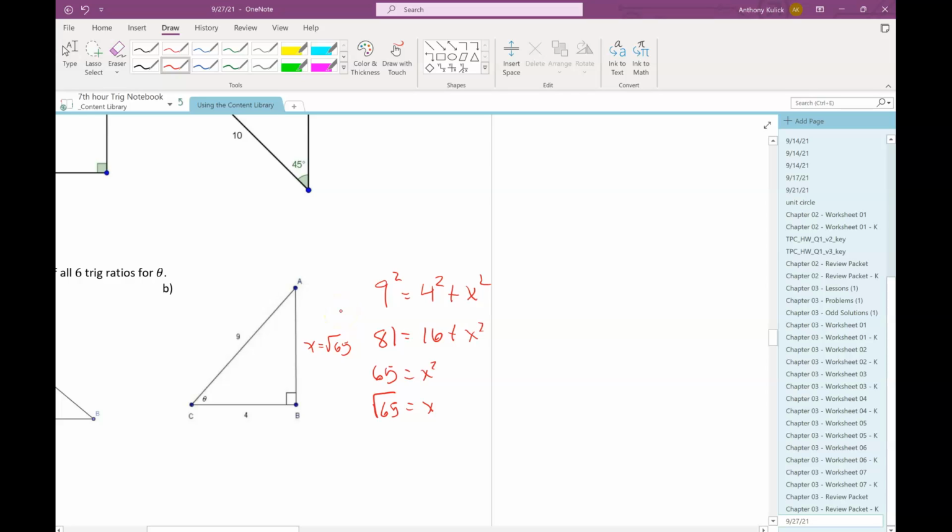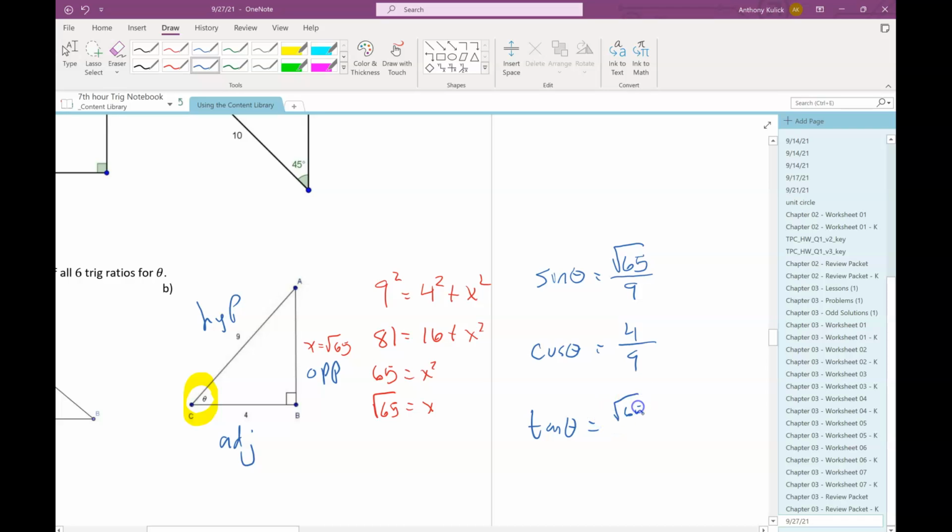Okay. Next thing I'm going to do, I'm going to look at the theta that I'm given. So this side is the hypotenuse, this side is the adjacent, and this side is the opposite relative to that theta. So sine is opposite over hypotenuse. Cosine is adjacent over hypotenuse. Tangent is opposite over adjacent.